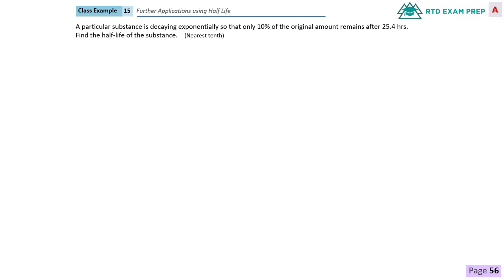Class example 15 reads as follows. A particular substance is decaying exponentially so that only 10% of the original amount remains after 25.4 hours. Find the half-life of the substance to the nearest tenth. So we know we'll use our growth and decay formula.